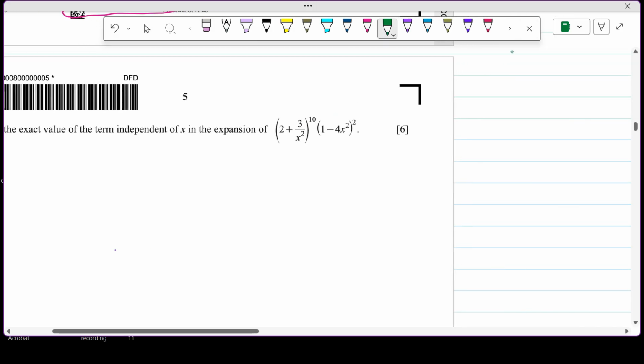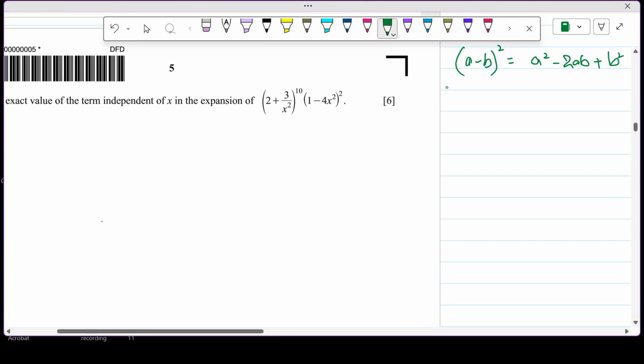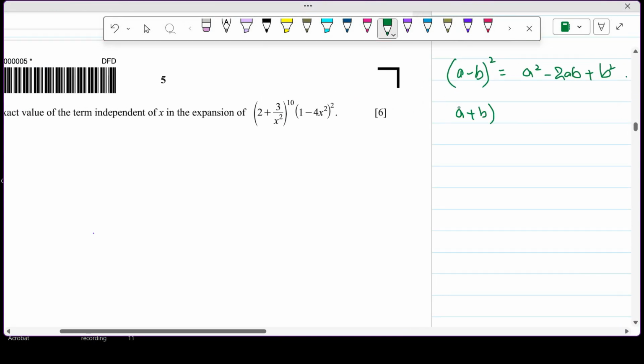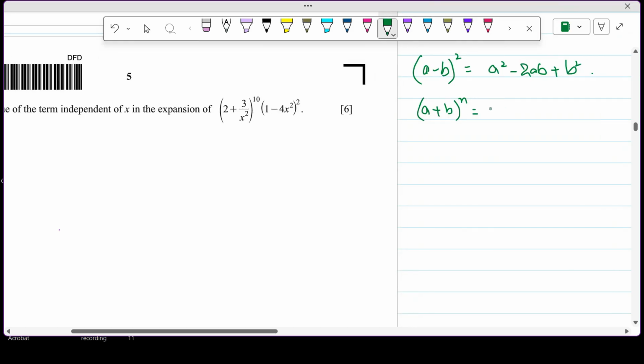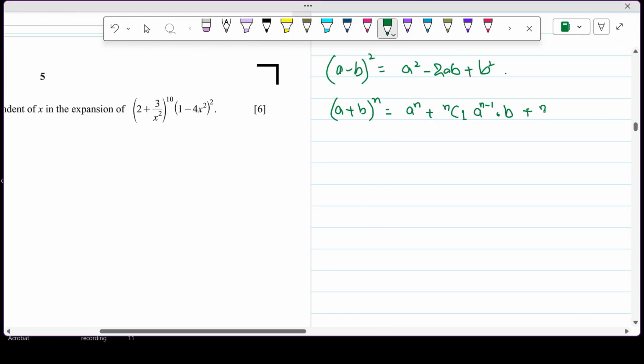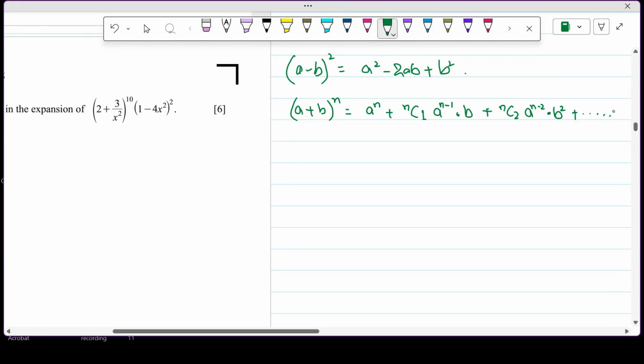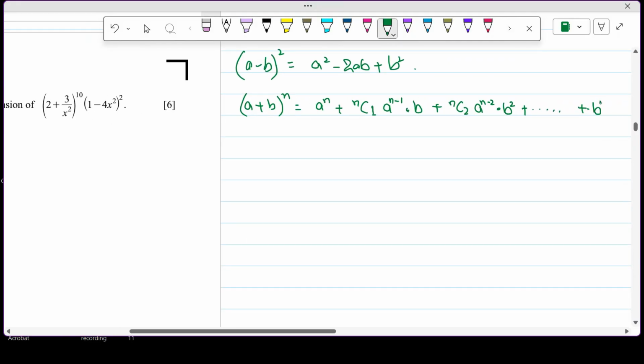To solve this problem, we need to know two formulas. (a − b)² is equal to a² − 2ab + b². And we know that (a + b)^n is equal to a^n + nC1 a^(n−1) b + nC2 a^(n−2) b² + ... up to b^n.